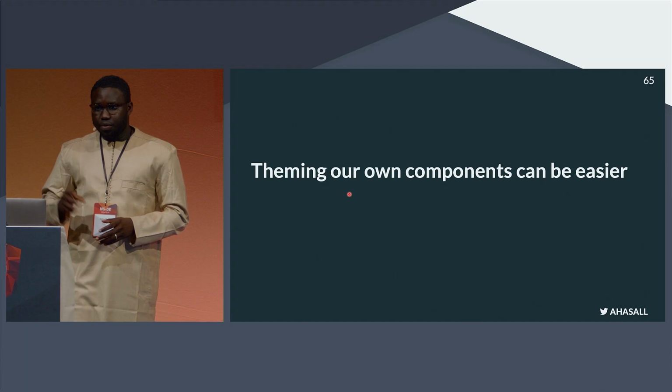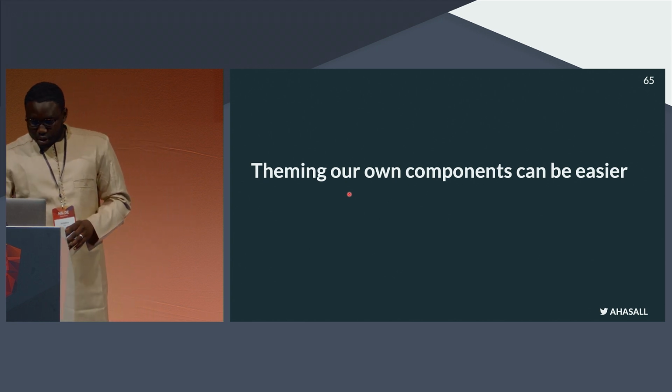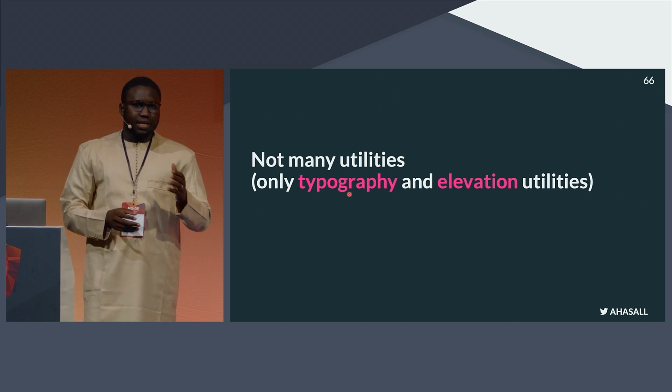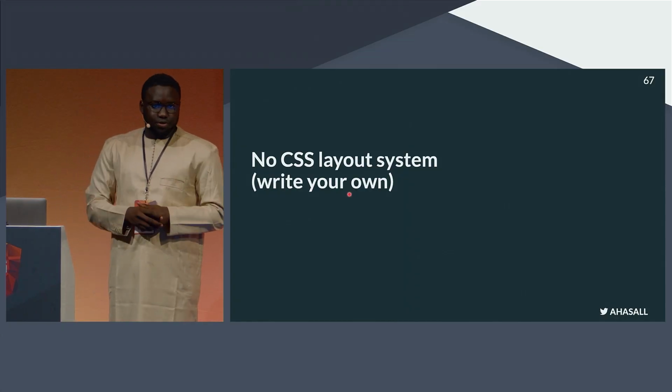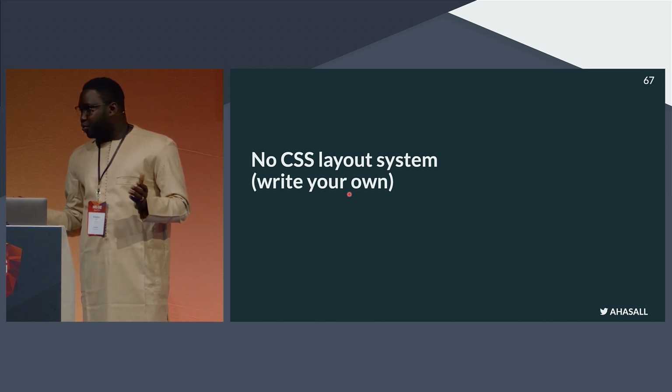So to me, Angular Material is great, but theming our own components can be a lot easier. So I will show you how we achieve that. And inside Angular Material, you don't have many utilities. You only have utilities for things like typography and elevation, which is not enough, in my opinion. You don't have a CSS layout system. Of course, we have Angular Flex Layout, but to me, it's not the best solution. So you have to write your own.